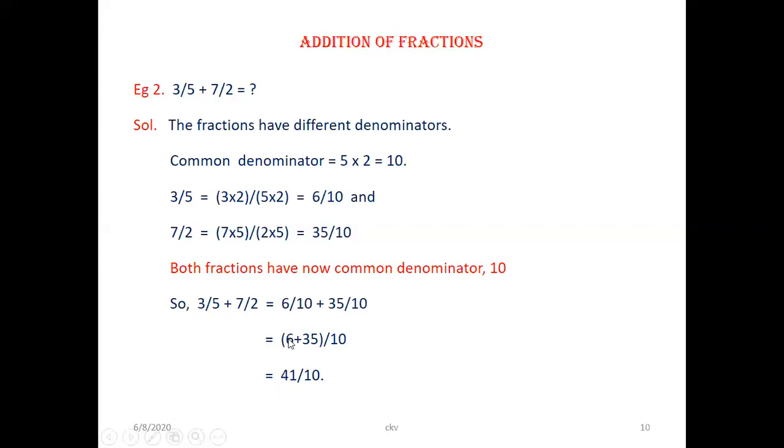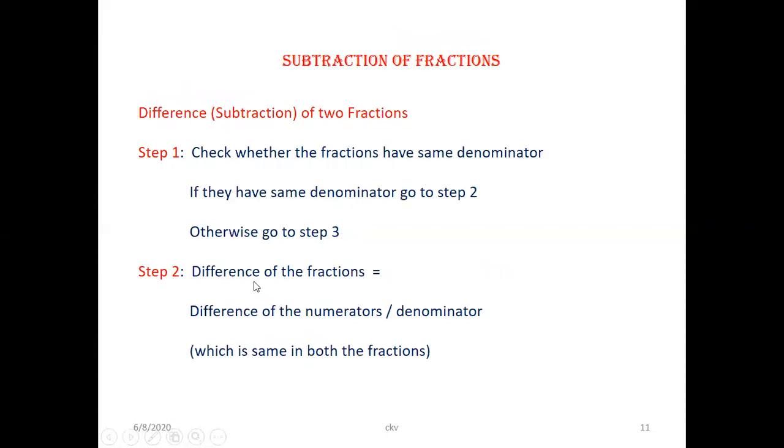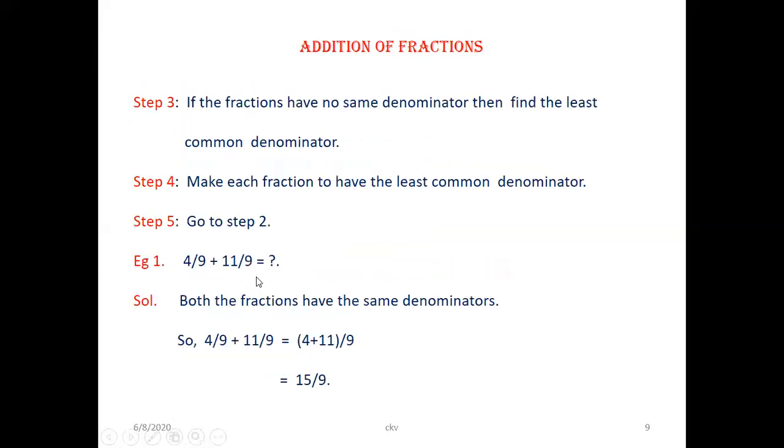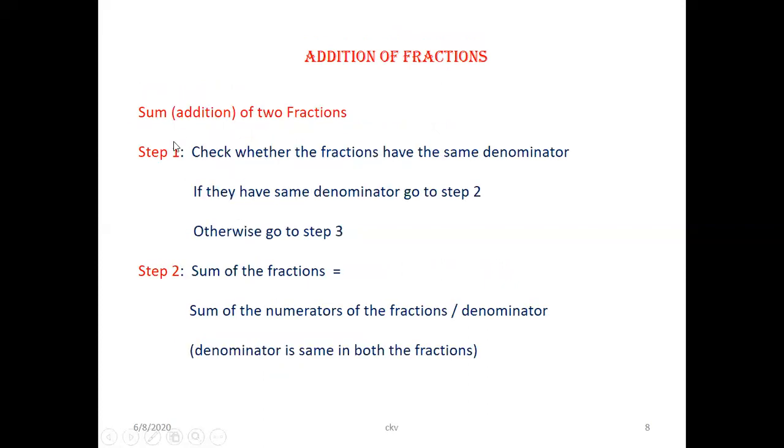That is what was explained in the previous slide. Let me go back to the previous slide. See here, what did he say? The first thing to add two fractions is to check whether the fractions have the same denominator. If they have the same denominator, directly go to step 2, add the numerators of the fractions and put the denominator which is common to both the fractions. If they have the same denominator, this is the procedure. If they have different denominators, you have to go to the next step.